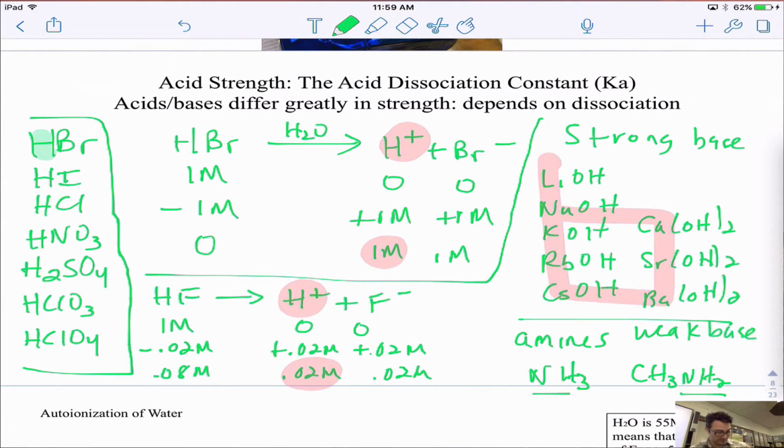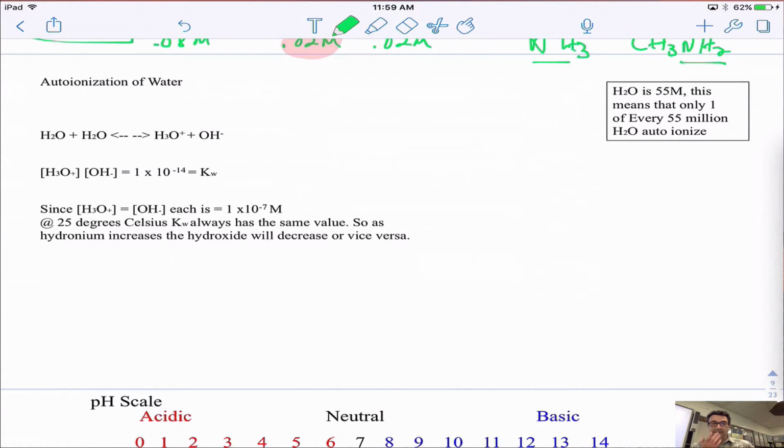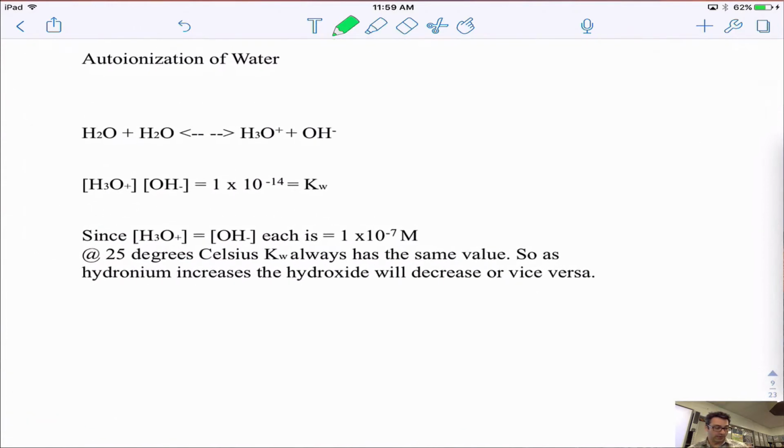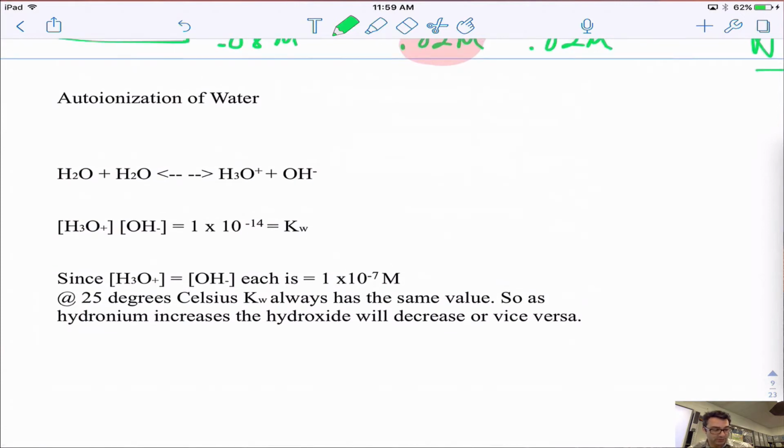Now, let's talk a little bit about pH. pH is a measure of how much H+ there is. It's based on water's interesting characteristic of something called autoionization. Autoionization is exactly how it sounds, automatically ionizing. So here's two waters, H2O and H2O.